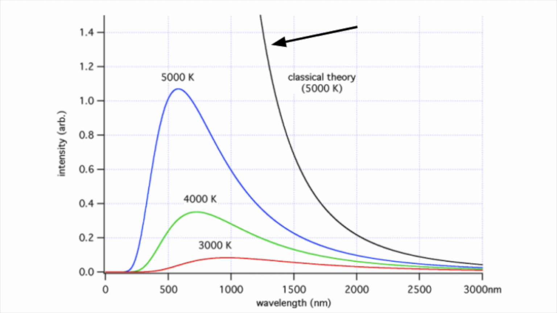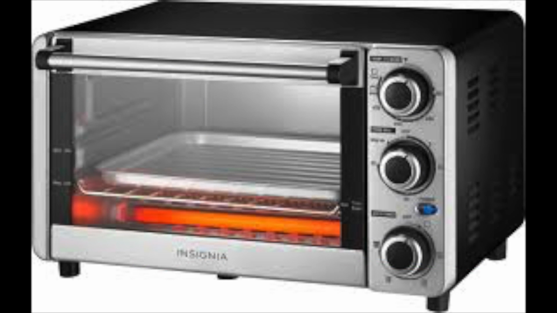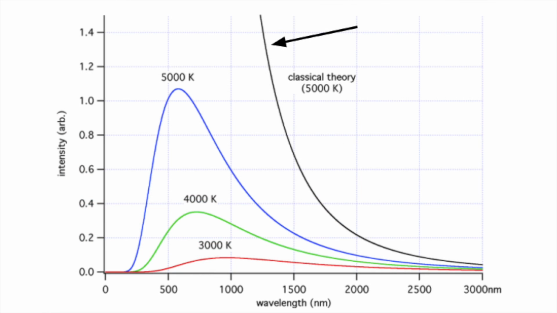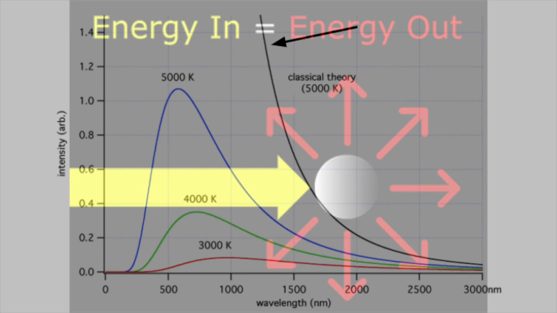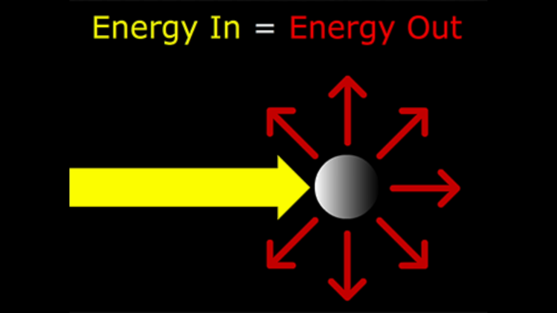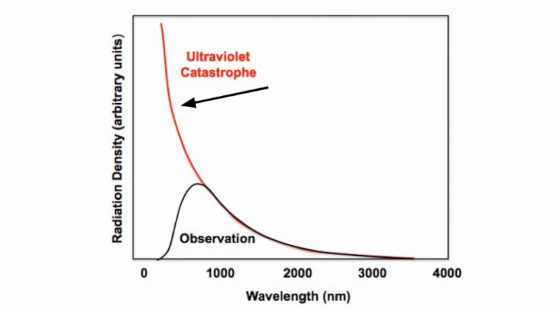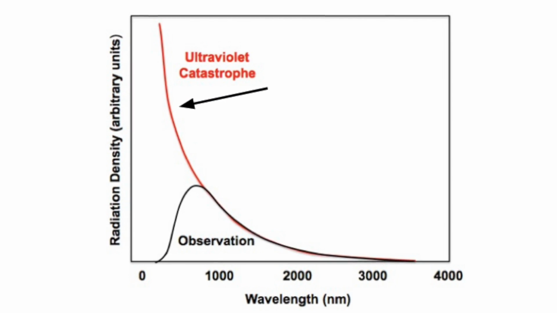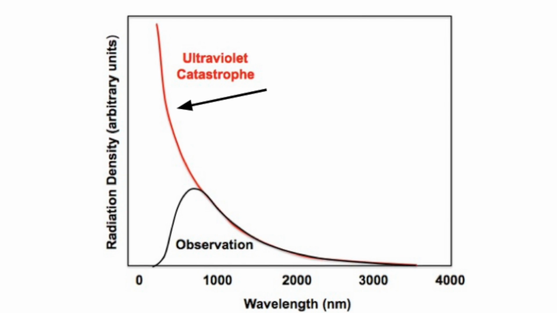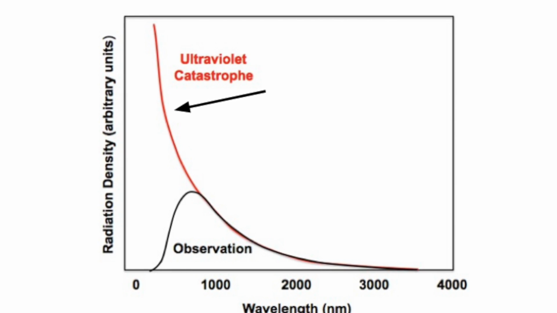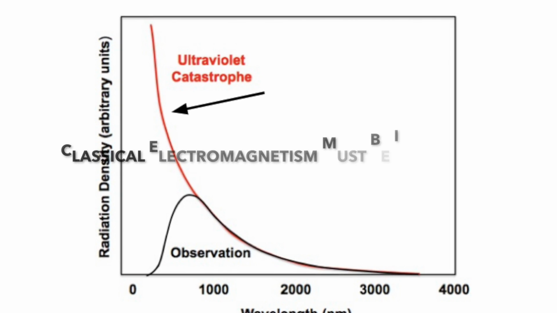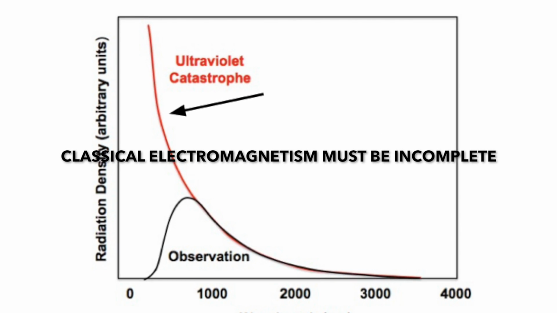This can't be true, because this would mean that every time you used a heated appliance, such as a toaster, you would be subject to a fatal intensity of UV and X-ray radiation due to the object's high temperature. This would also violate the law of conservation of energy. This contradiction was called the ultraviolet catastrophe, because of the conflicting data for the UV portion of the blackbody spectrum. The ultraviolet catastrophe led physicists to the realization that classical electromagnetism must be incomplete.